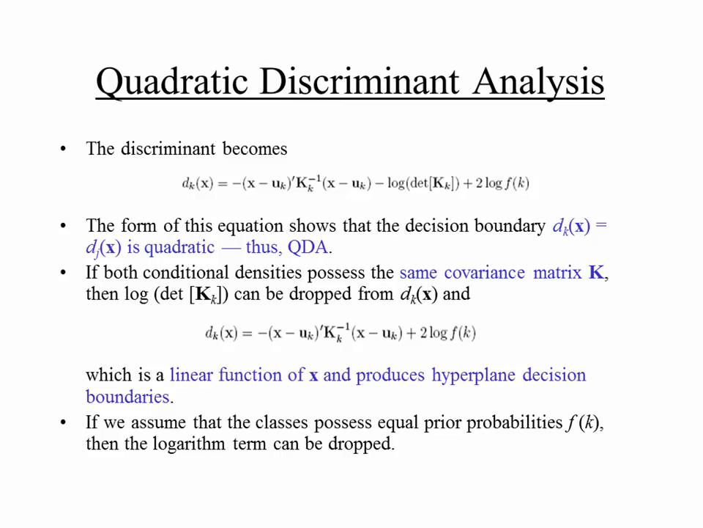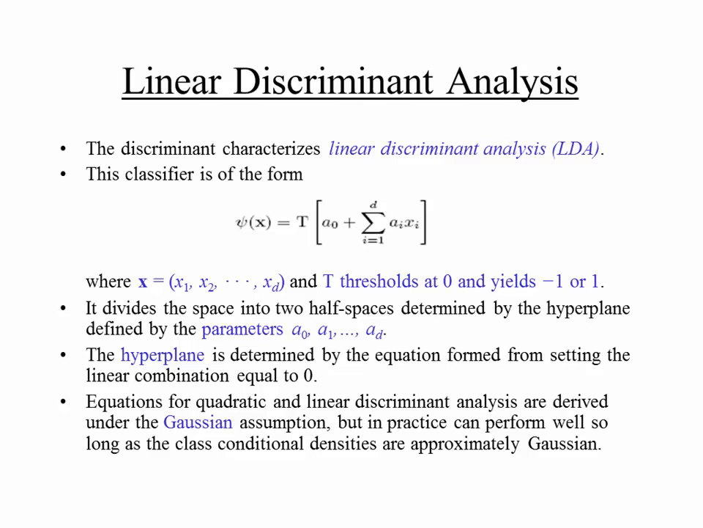So if in addition we assume that the classes possess equal prior probabilities fk, then these fk terms also can be dropped, right? And we will have a linear decision boundary. This discriminant characterizes what is called LDA, or linear discriminant analysis. So here the classifier is linear. It's a classifier that has a structure, and the classifier will be of this form. Like the class label that it's going to spit out is going to compute a linear combination of all those feature values, an affine combination, and then depending on this value, if it is more than 0, it will spit out one class label. If it's less than 0, it will spit out the other.